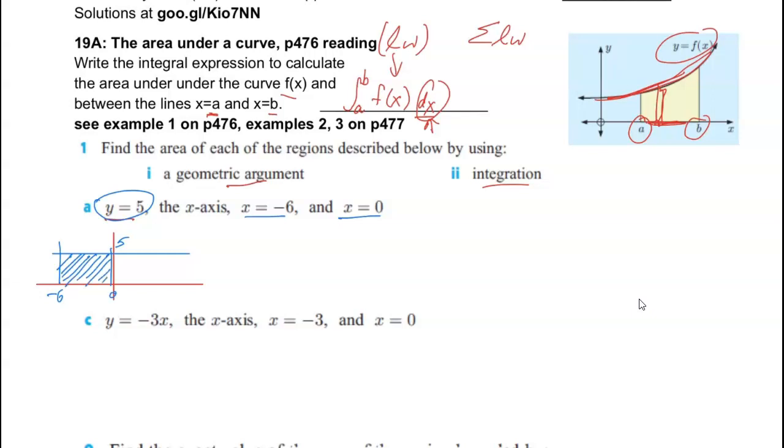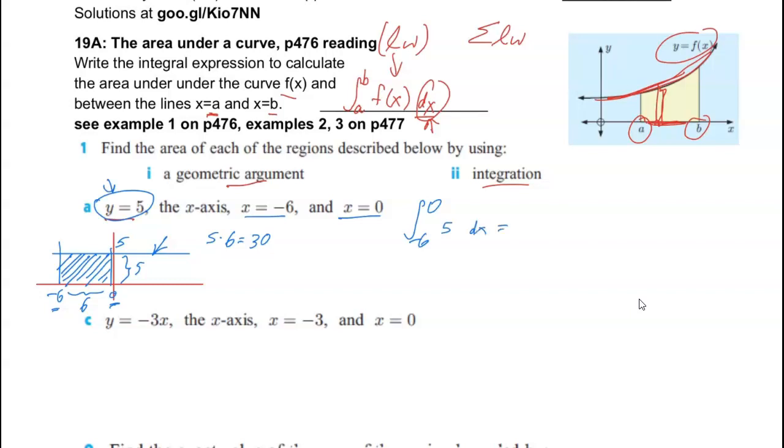So basically, the bottom boundary, of course, is the x-axis. So we're talking about a rectangle here. The rectangle height is 5, and the width is 6, right? So 5 times 6 is 30. The geometric argument would be just finding the area of a rectangle, 5 times 6 equals 30. Using integration, we would put the integration sign from -6 to 0. -6 goes in the bottom, 0 goes in the top. The f of x function is the function which bounds the top. The equation for this function is y equals 5, so we just put 5 here, and then, of course, dx to finish it off.